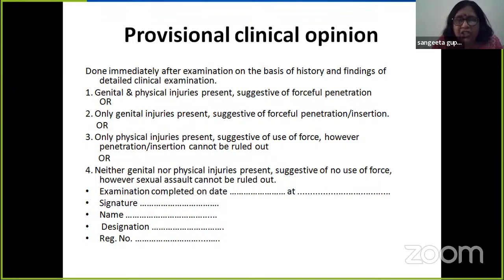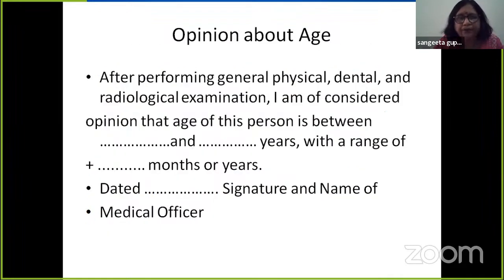So in a nutshell, we have to see whether genital or physical injuries are present. If both injuries are present, they are suggestive of forceful penetration; or only genital injuries are present, or only physical injuries are present, or neither genital nor physical injuries. So in the provisional opinion, we can only say that these are the injuries present, and we have collected this number of samples, and the final opinion can only be given later.